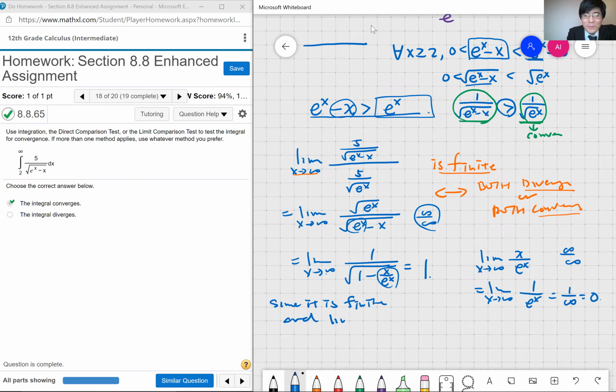And since the limit to infinity of this one converges, the other one also converges as well.